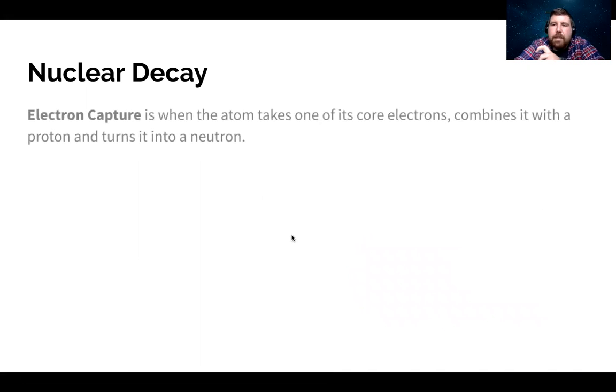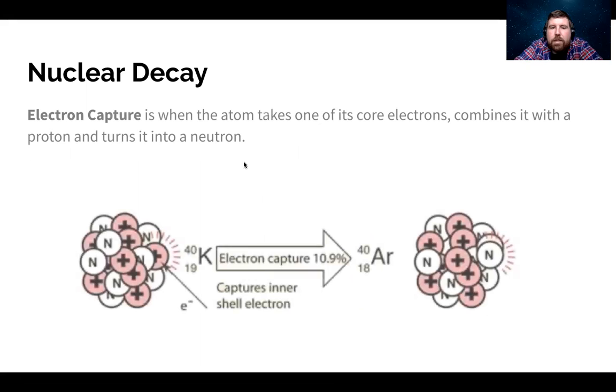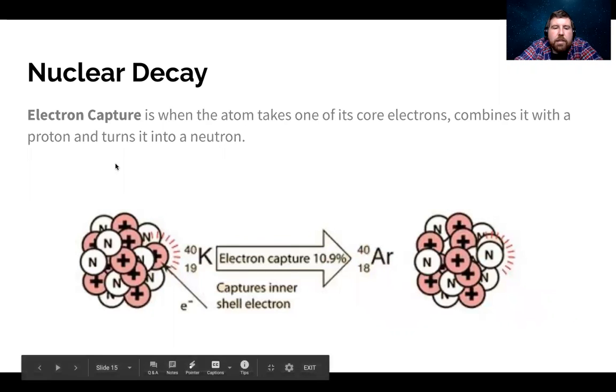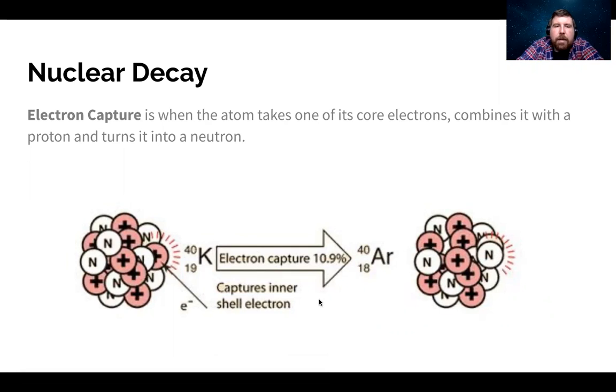Another way that an atom can decay or change is electron capture. What essentially is happening with electron capture is an atom will take one of its core electrons and combine it with a proton to turn it back into a neutron. So essentially, this example here is we have potassium-40, K-40, takes one of the electrons that are just kind of floating around outside the nucleus here, and combines it with this proton here and turns it into a neutron.